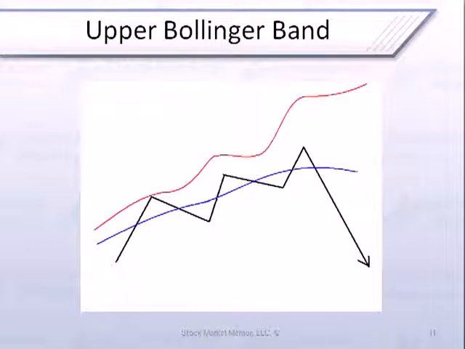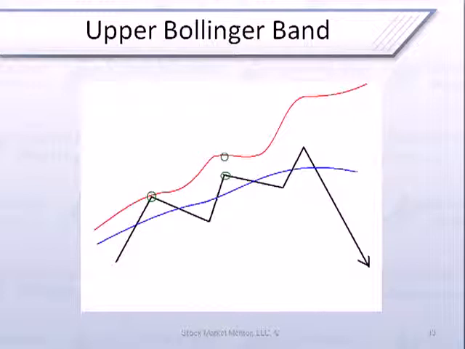And so the upper Bollinger Band could be constructed this way. Now, look how close this last high is. Remember, higher highs. All of these are higher highs. But look how close this last high is to the upper Bollinger Band. It's about right on the money.